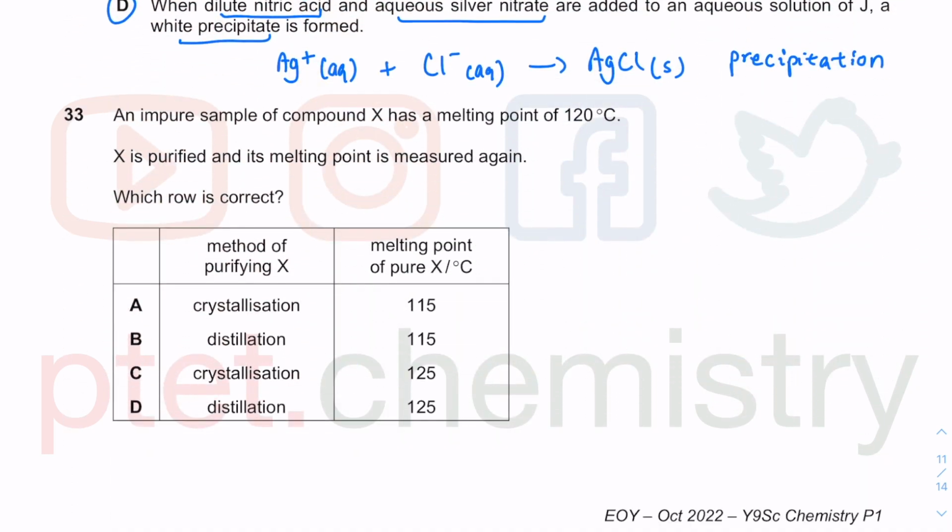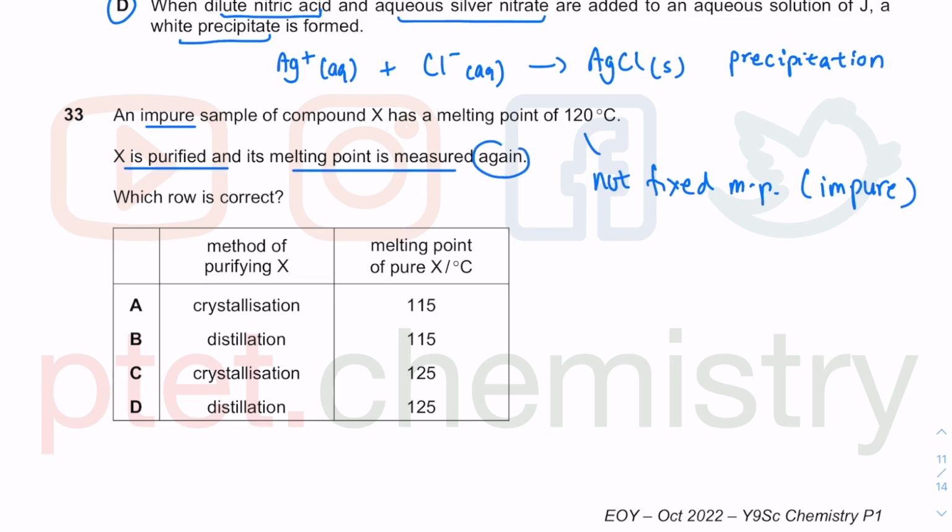Question 33, we have an impure sample. So an impure sample will not have a fixed melting point. So not a fixed melting point because it is an impure substance. Only a pure substance has a fixed melting and boiling point. X is purified and its melting point is measured again. So how do you purify it? Let's see. Can you crystallize it? Crystallization only works to get it from a soluble solution, right? If the stuff is soluble in water, soluble in the solvent.